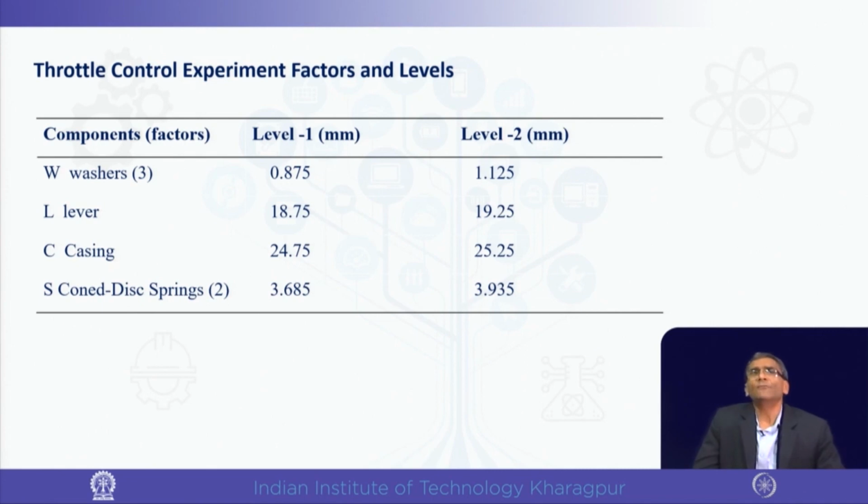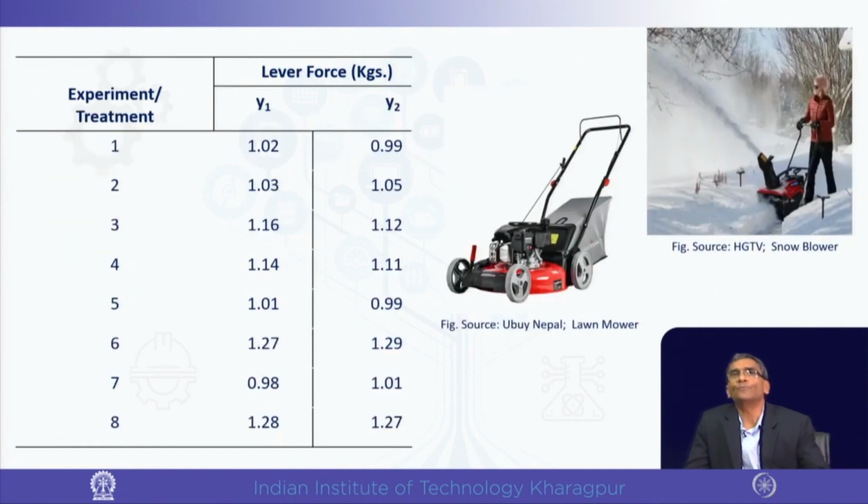Similarly, it has been done for all components, the minimum and maximum, where for lever and casing it was 0.25. You can see the nominal value for lever was 19. So, 19 minus 0.25 is 18.75 and it is 19.25 on the higher side. Casing was 25, so it is 24.75 on the lower side and 25.25 on the higher side. Similarly for cone disc spring, etc. So, these are the minimum and maximum values.